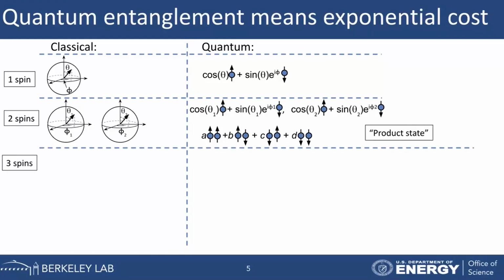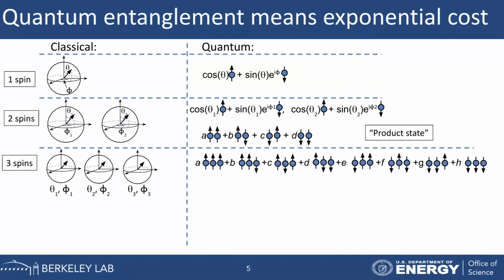So we have three spins now, and on the classical side, we again describe them all separately. On the quantum side, our superposition now has 8 different terms, so now we have 8 parameters on the quantum side, 6 parameters on the classical side, and that means that there are more states on the right than on the left. And so the new states we refer to as entangled.